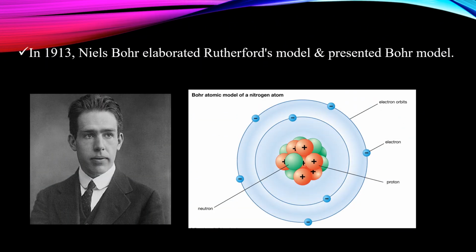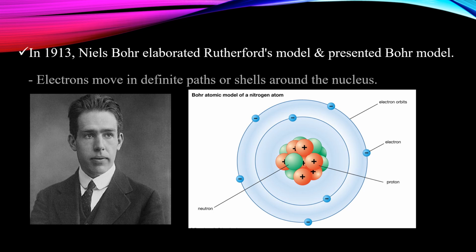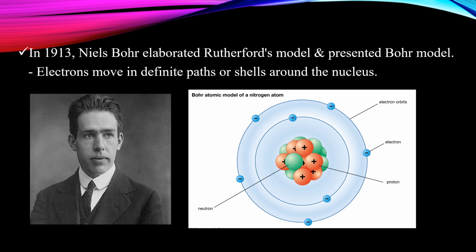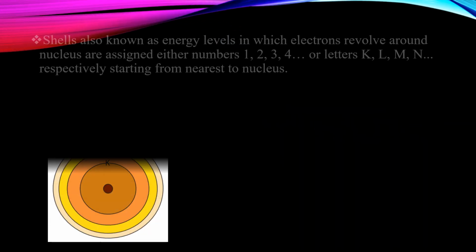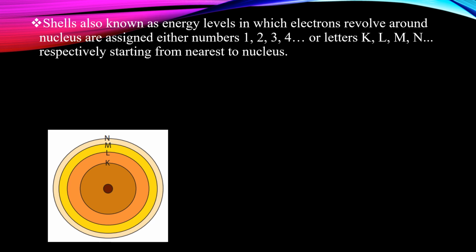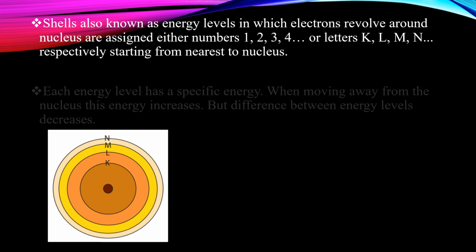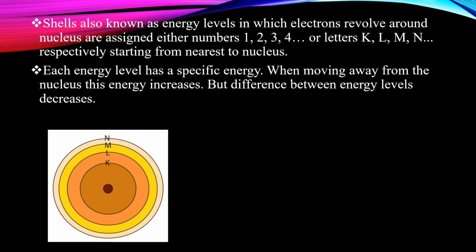In 1913, Niels Bohr further elaborated Rutherford's model and presented the Bohr model, in which he says electrons move in definite paths or shells around the nucleus of an atom. Well, these shells, also known as energy levels in which electrons revolve around the nucleus, are assigned either in numbers 1, 2, 3, 4 or in letters K, L, M, N and so on, respectively, starting from the one nearest to the nucleus. Each energy level has a specific energy.